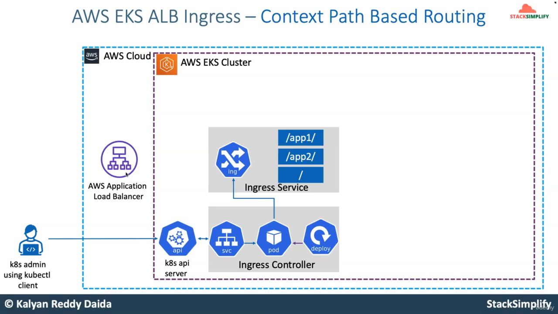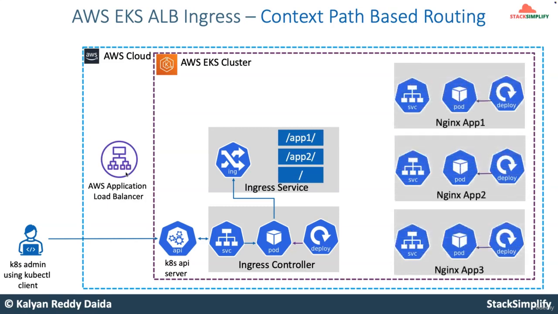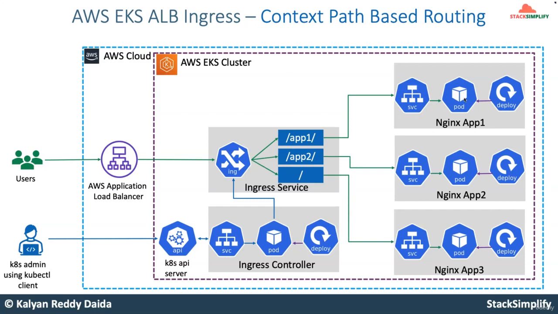Now one important thing is, using the kubectl client, the K8s admin will also deploy the node port services and deployments for your Nginx app1, app2 and app3. Whenever a user accesses with the /app1 context, the request will go to the Nginx app1 pod via the ingress service and the rules. It will cross check the rules, and if the context path is app1, it will go to that app1 node port service, and from there it will go to the pod. The same applies for app2 and the same applies for the root context.